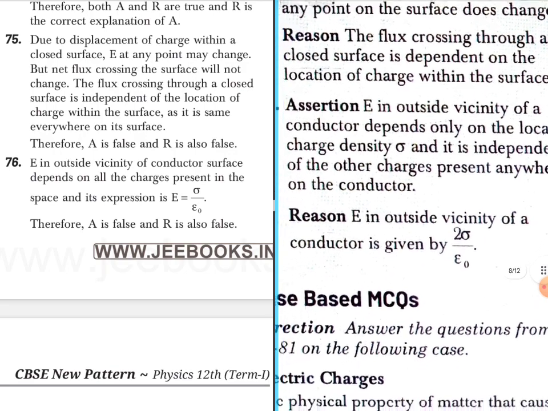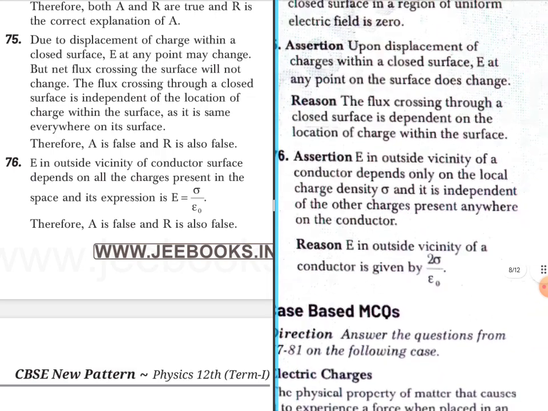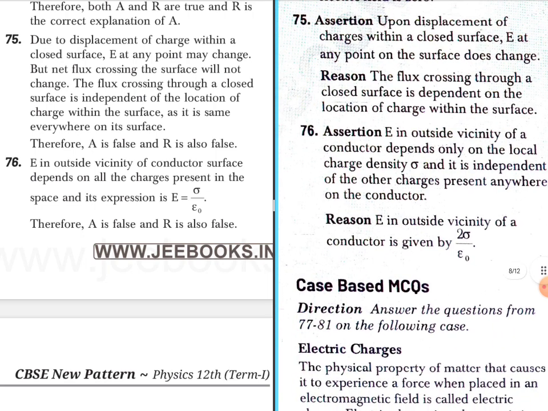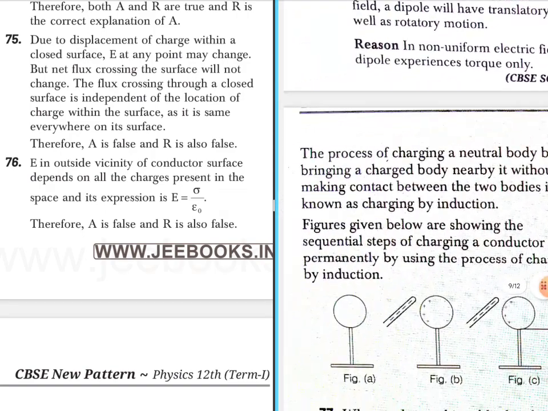Look at this: E outside the vicinity of a conductor is 2 sigma by... What sort of conductor is it? It all depends on what sort of conductor it is, spherical, or I don't understand this point at all. So for now, ignore the 76th question also. Let's go to the next one.